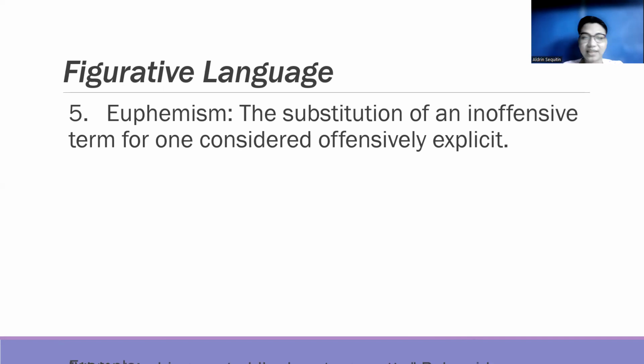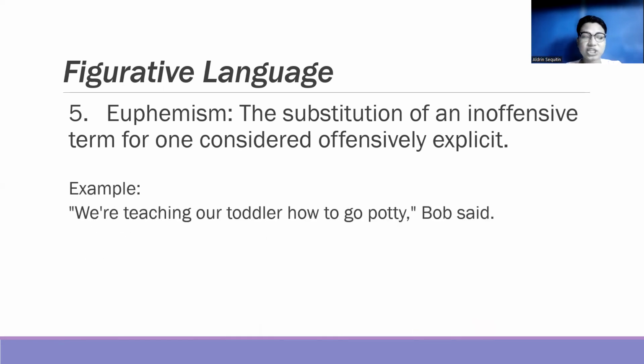So that the addressee will not be hurt or offended. For example, we're teaching our toddler to go potty. Instead of saying we are teaching our children to pee or to poop, which is somehow insensitive in some cases, we change the word poo, poop, or pee to potty. Another example, instead of using died, you could use passed away.